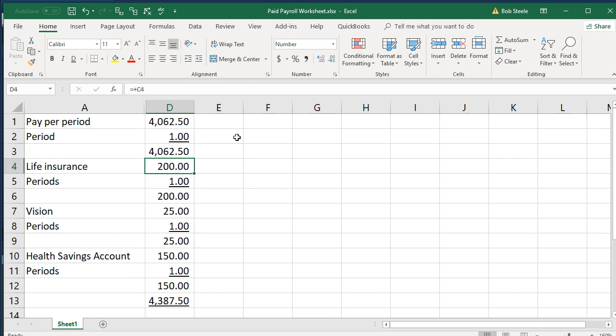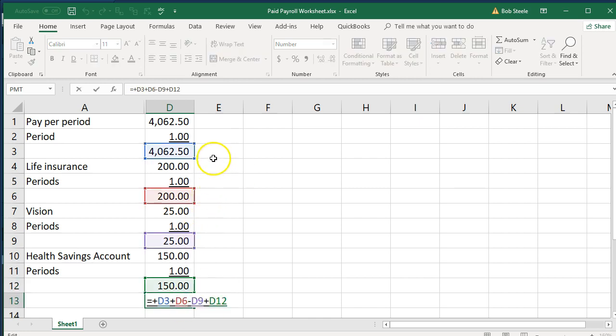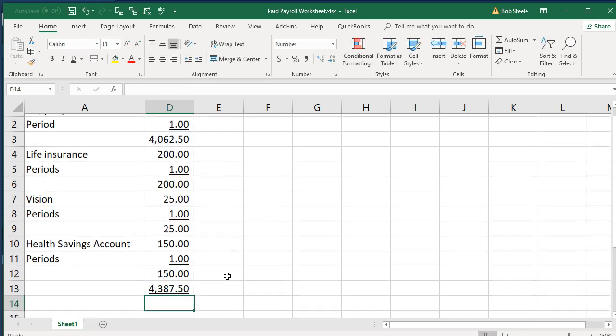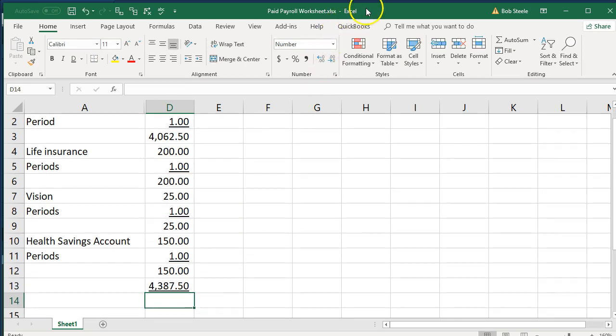And then we had that life insurance here times 1, which is the 200. The vision times 1 is the 25, because there's only one paycheck. And then the health savings account times 1 is the 150. So this difference then is due to, this is the check that it would be gross pay, and then we're adding to it the life insurance for that one paycheck, and then we're subtracting from it the vision for that one paycheck, and then adding the health savings account, getting us to that 4387.50.